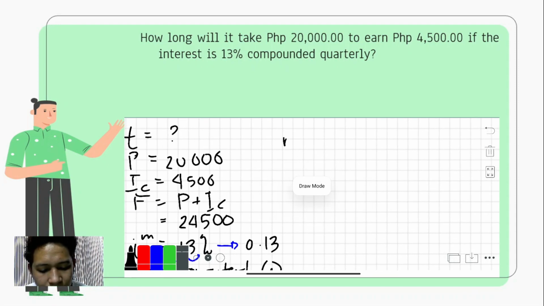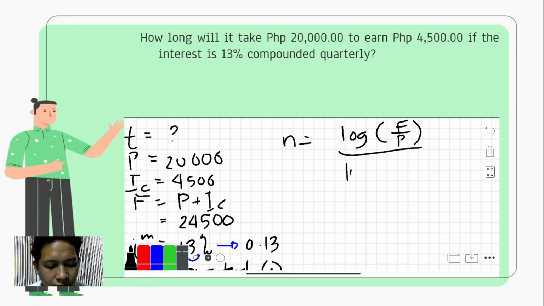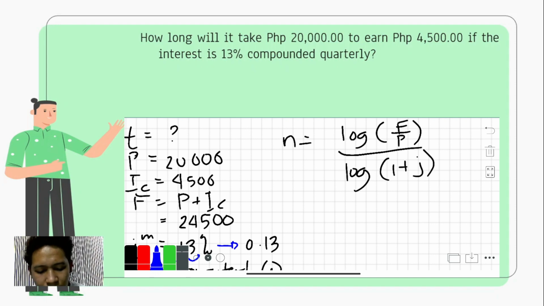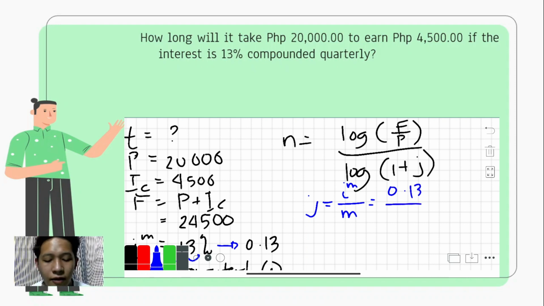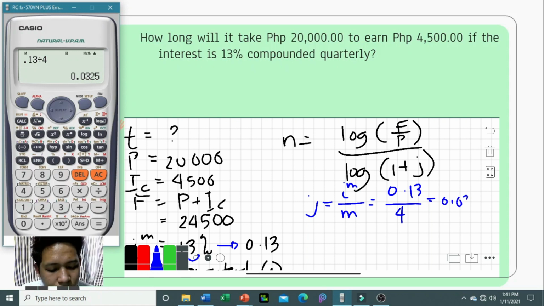So, we have n equals, so si n ang hinahanap natin, that's n equals the log of f over p over the log of 1 plus j. Okay, since hindi pa natin alam si j, kunin muna natin si j. So, j is equal to i raised to m over m, to which our nominal rate is equivalent to 0.13, and our frequency of conversion is 4. And by using our calculator, we have here 0.13 divided by 4. So, that will yield to 0.0325. So, ito po yung ating magiging value ni j.